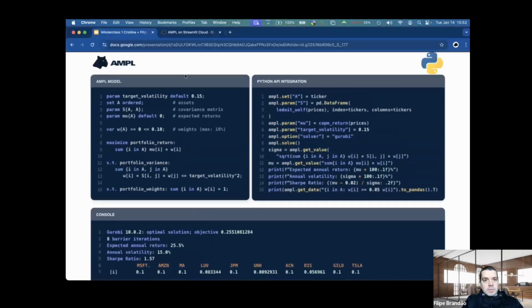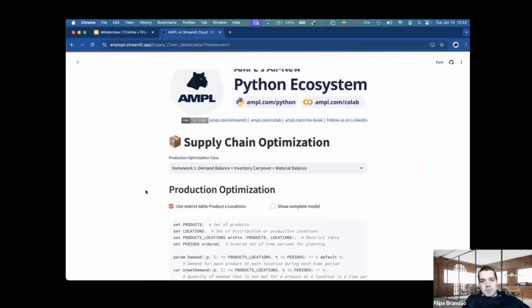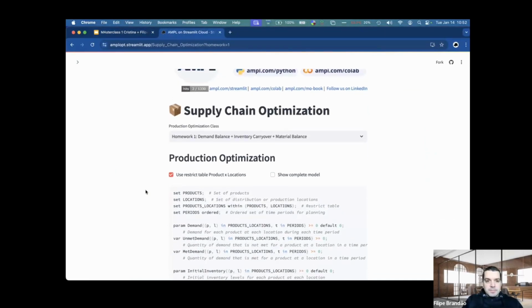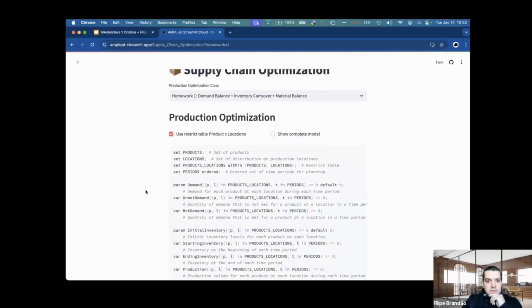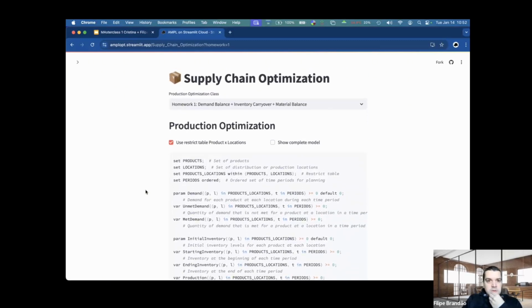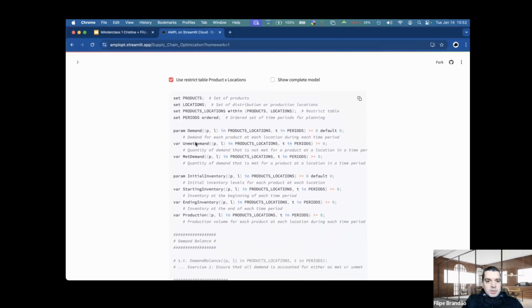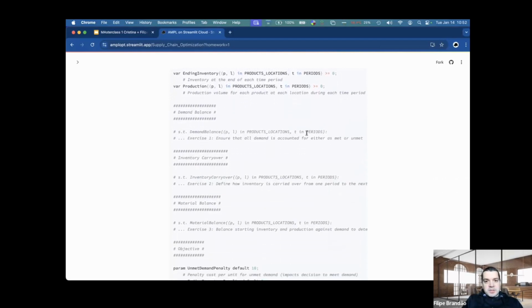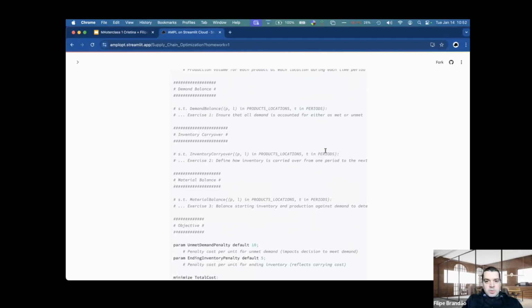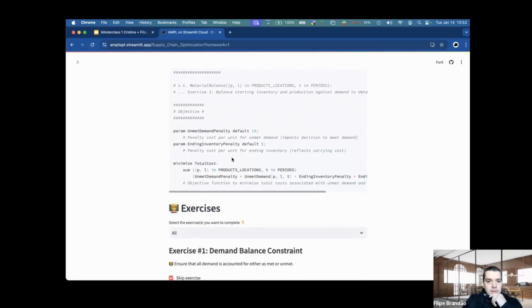But you can also do fancier stuff like having an interactive application. In this case, we have a model for production optimization, the model that is going to be used on the first few sessions. And we have the sets, the parameters, variables. And then here are some exercises that you will see how to solve.